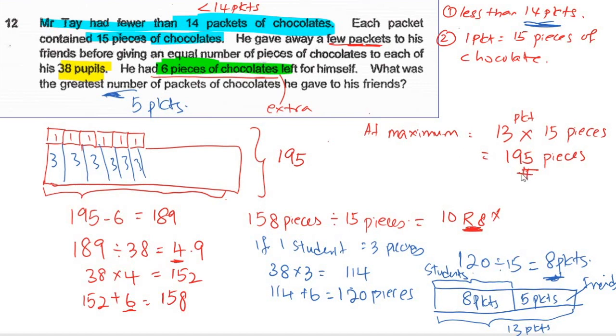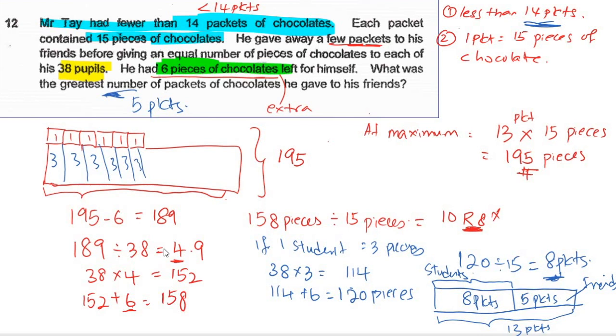Okay, at most I will have 195 pieces. So if I just assume I give each student 3 pieces, and I add back the extra that I have, in total I should have 120. Correct. If 120, I pack it into 15, because one packet is 15 pieces. I pack it into 8 packets. I will have 8 packets.